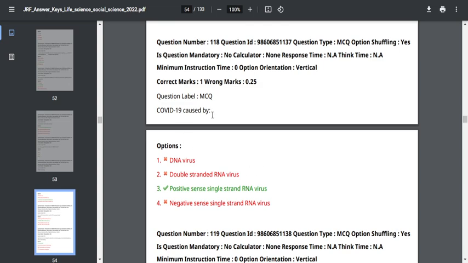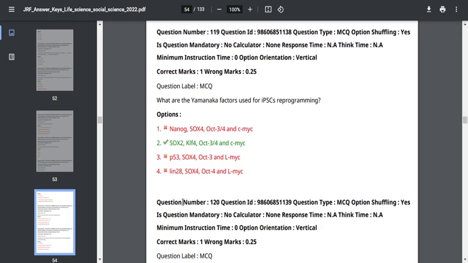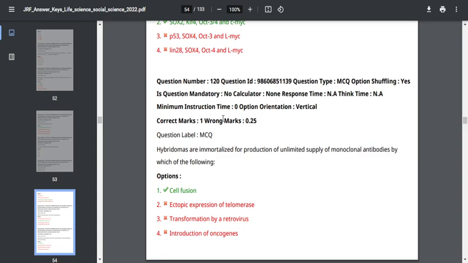sense virus. COVID-19 is caused by a coronavirus, which has a positive sense single stranded RNA. Okay. Yamanaka factors are SOX2, KLF4, OCT3/4 and C-MYC. They are used for induced pluripotent cell reprogramming. These are 4 transcription factors that have the capacity to convert somatic cells from a terminally differentiated state into an embryonic cell. So don't forget these transcription factors, they are called Yamanaka factors.